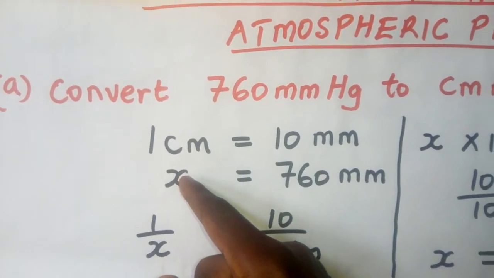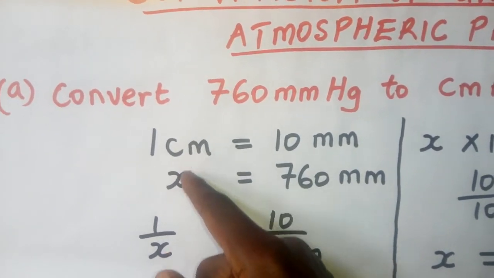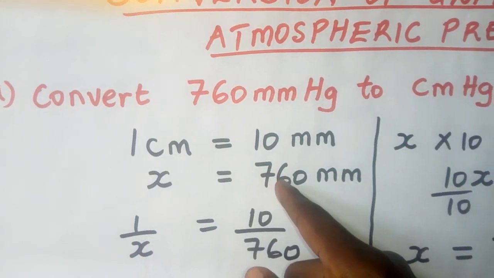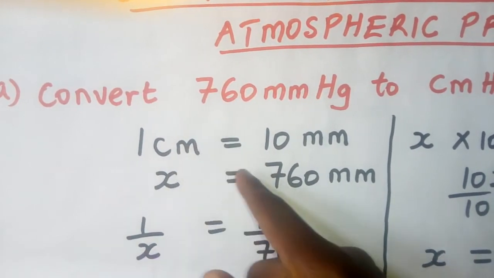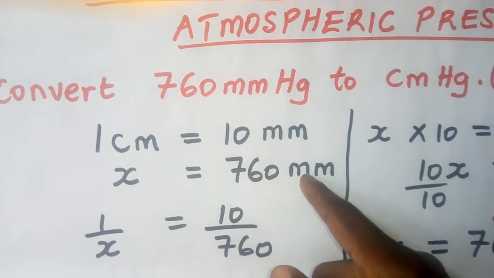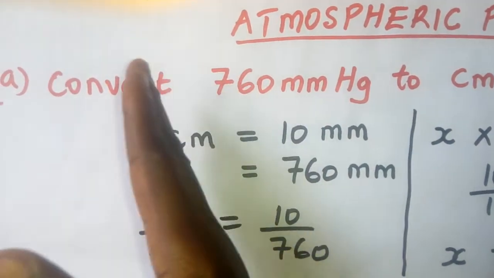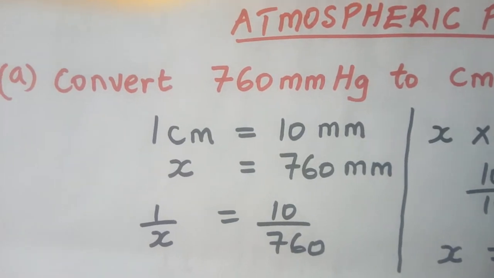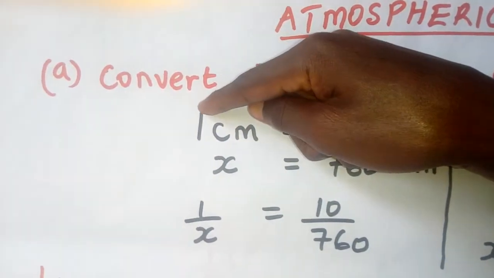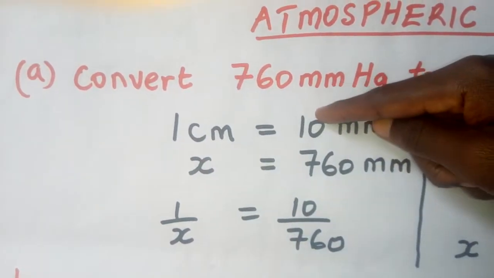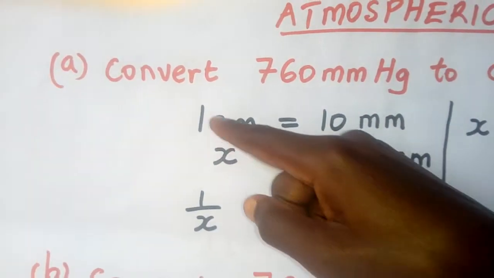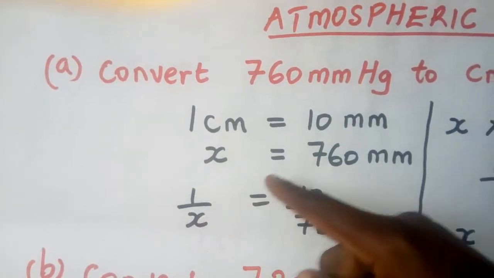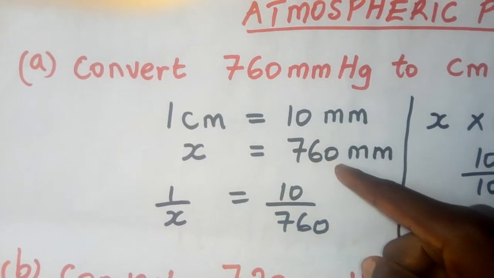Why do you call it x? Because you don't know. You don't know how many centimeters make up 760 millimeters. So you call it x on the side of the centimeters. You don't know, and this is what you are looking for. Then you form a fraction. This will be the numerator, denominator. So you simply put, 1 over x like this is equal to 10 out of 760.